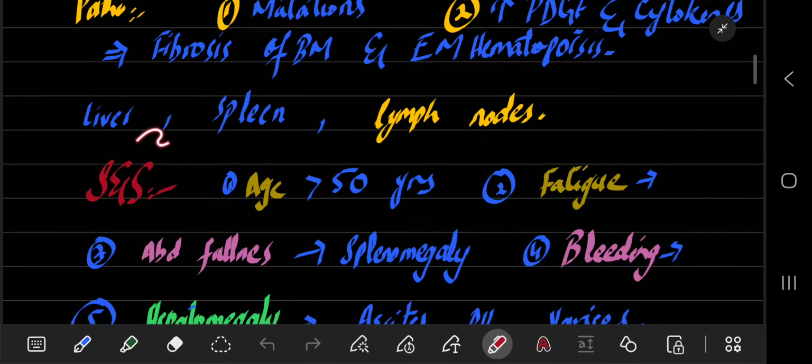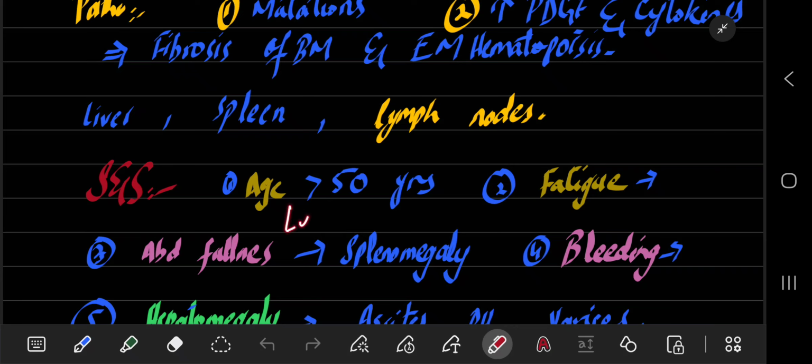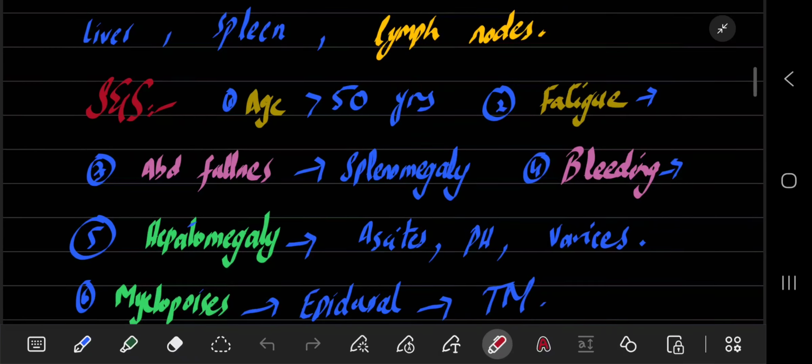Clinical features. What are the signs and symptoms patient present with? First one is patient is mostly over 50 years of age and there may be fatigue due to anemia because red cells are produced less by the bone marrow. Furthermore, there is abdominal fullness due to massive splenomegaly due to extramedullary hematopoiesis. And also patient has early satiety because this large spleen compresses on the stomach.